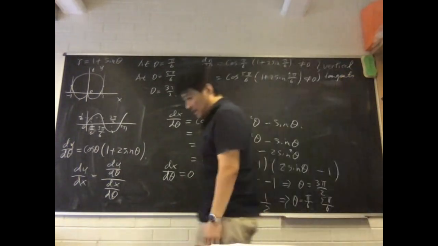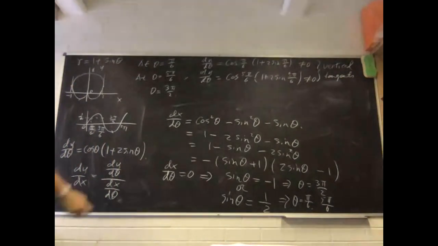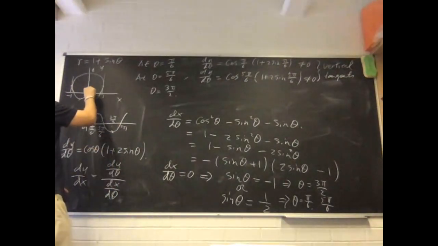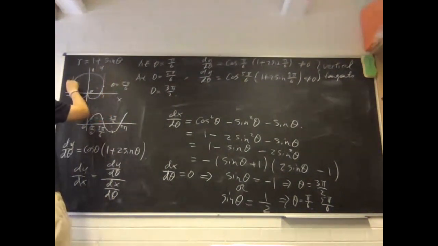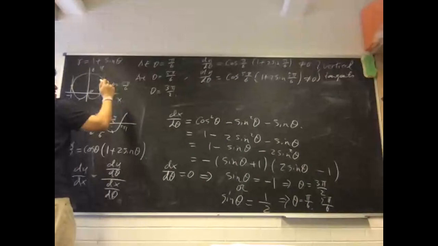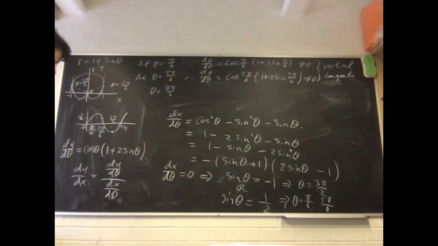And that's consistent with our earlier observation. So that point there, that should be theta is pi over 6. Over there, that's theta equals 5 pi over 6. Okay, so let's look at that other point there.